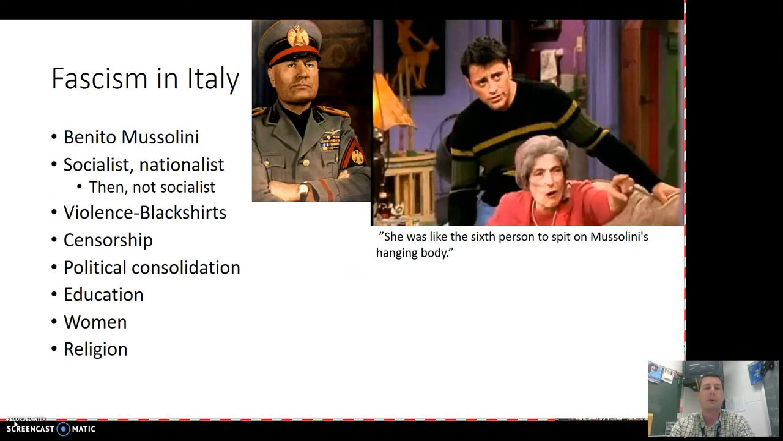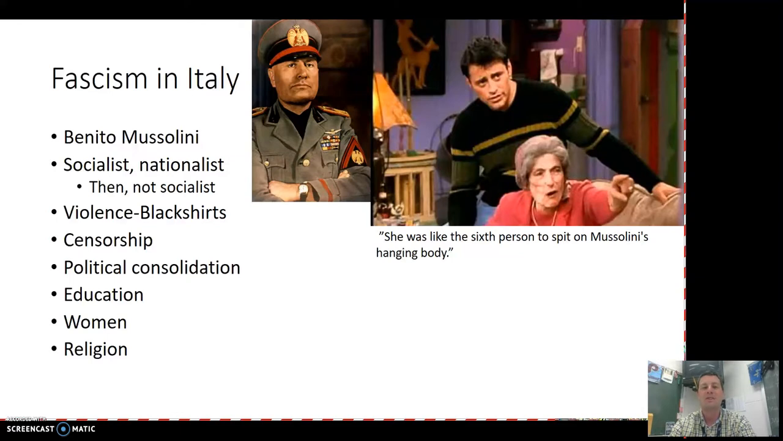Fascism in Italy, we're talking about Benito Mussolini specifically. You can see here he is looking very stern in the middle. And again, he's in military garb. He's got these military symbols on there. That's going to be a big part. That's a big part of who he is and what he does, trying to create that link.